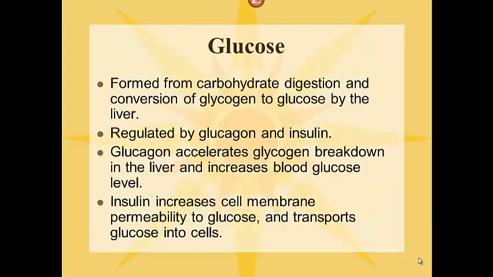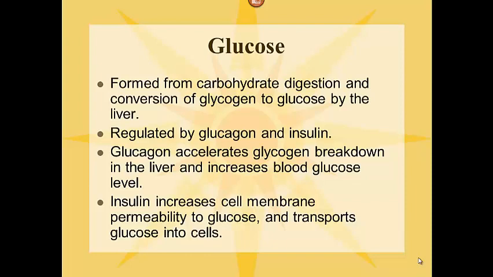Let's start with glucose. Glucose, remember, is formed from carbohydrate digestion and conversion of glycogen to glucose by the liver. Basically, glucose is used as an energy source in most organisms, humans as well as bacteria. Remember that glucose is used as part of aerobic metabolism and respiration, as well as anaerobic. Glucose in the human body is the key source of energy.